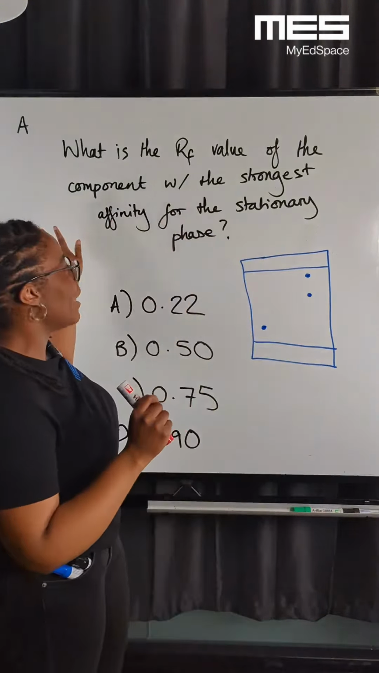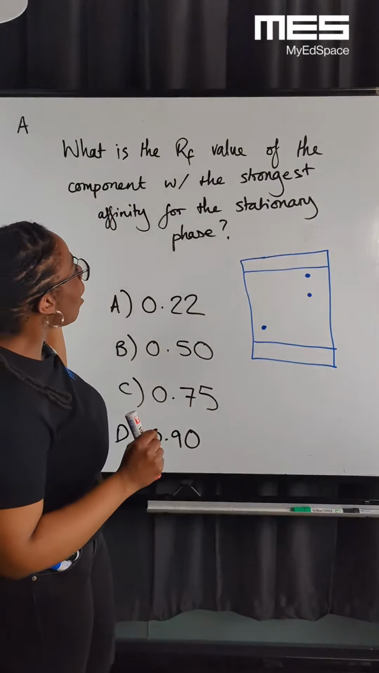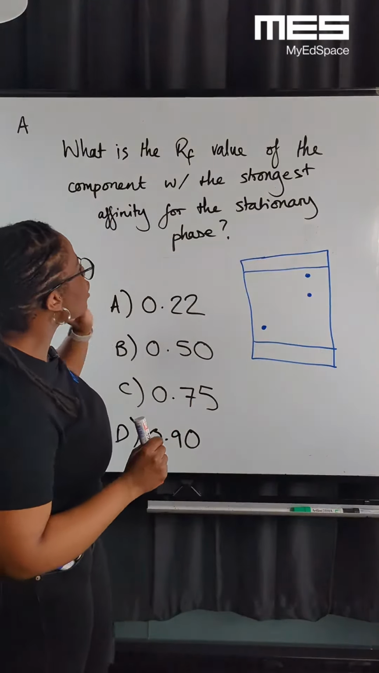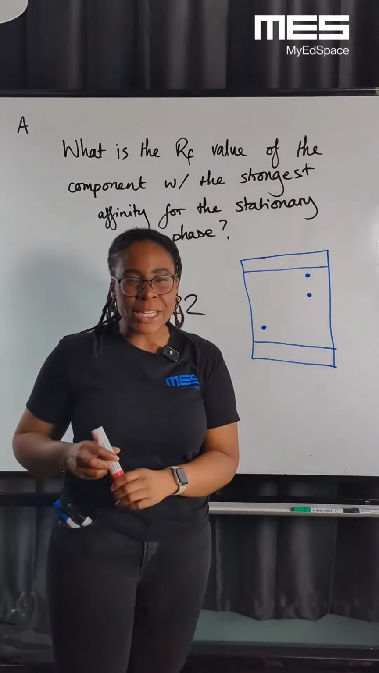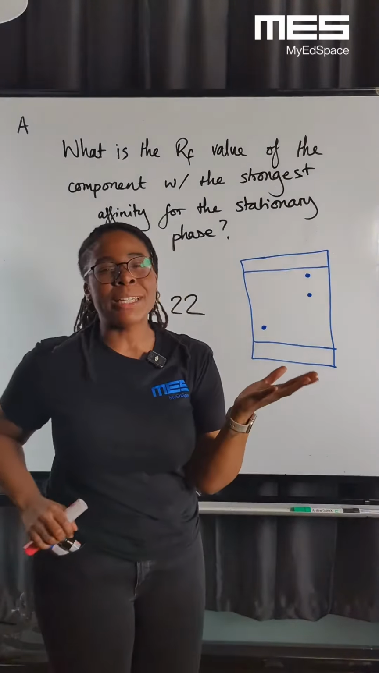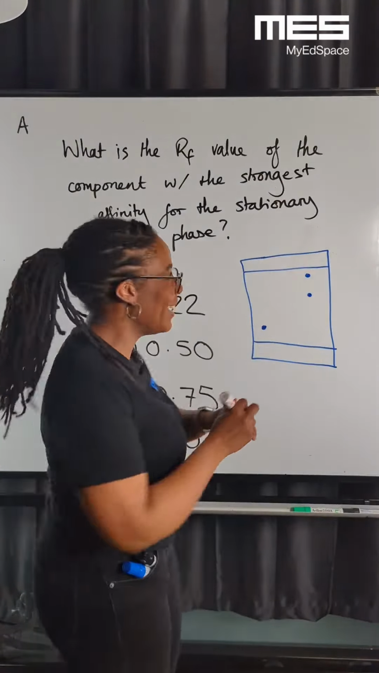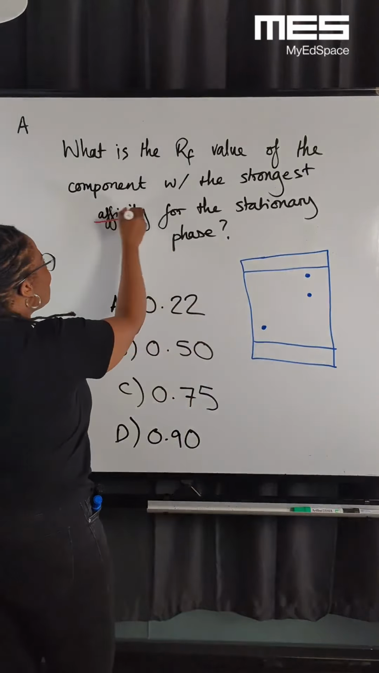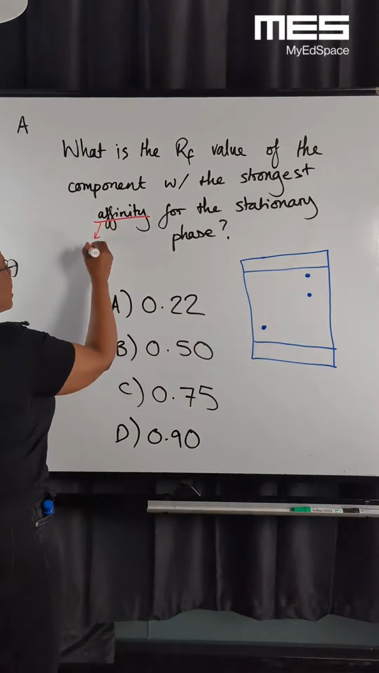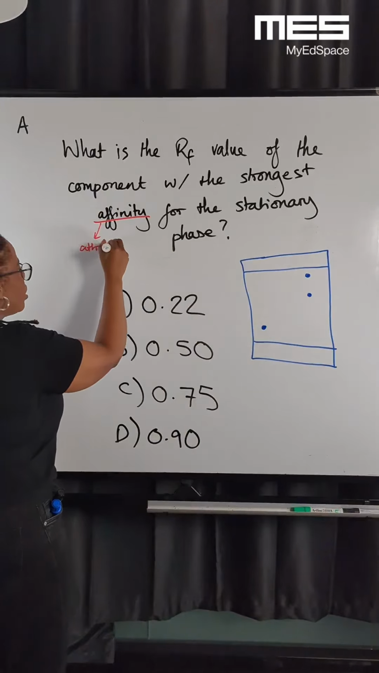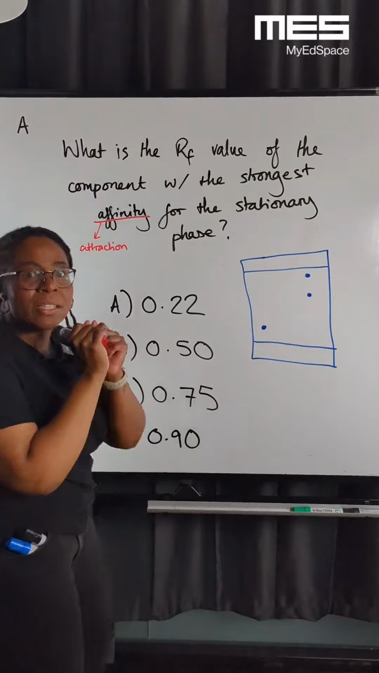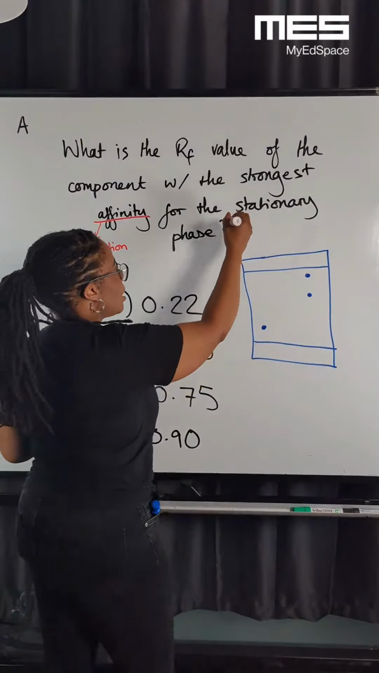But let's come back here. We want to know, what is the RF value of the component with the strongest affinity for the stationary phase? Now, this is a really straightforward question once you actually understand what these words mean, right? Because the strongest affinity just means the strongest attractions, essentially. So it sticks the most to the stationary phase.